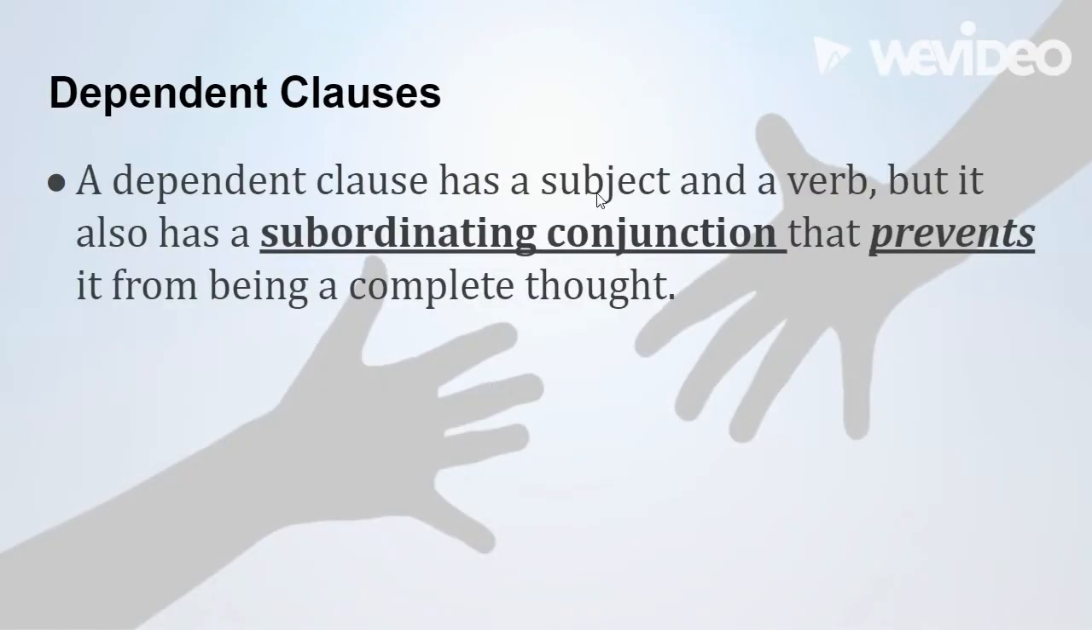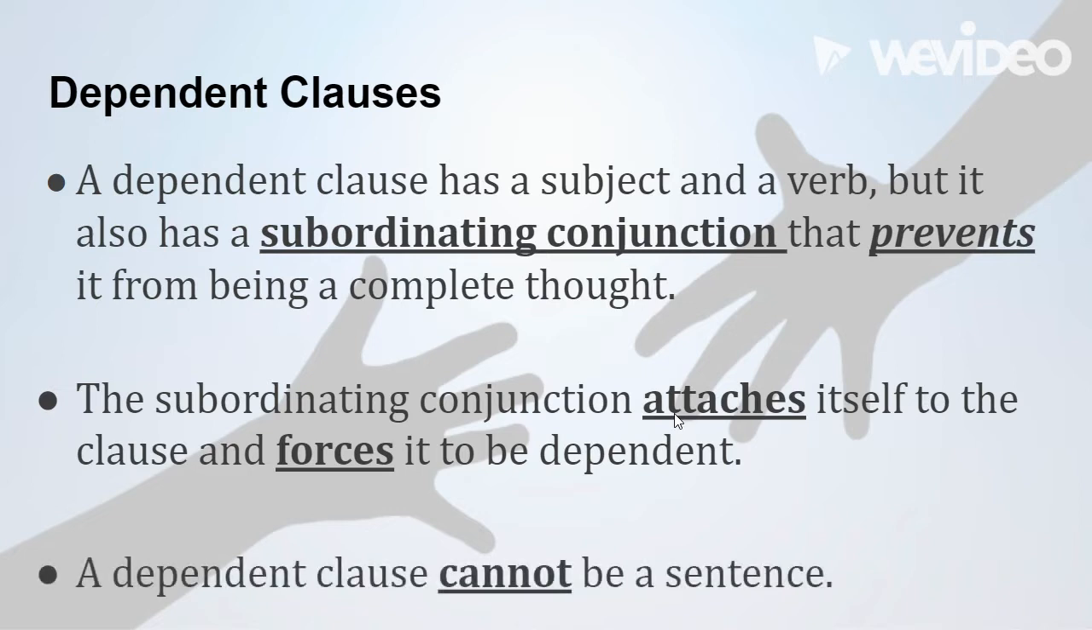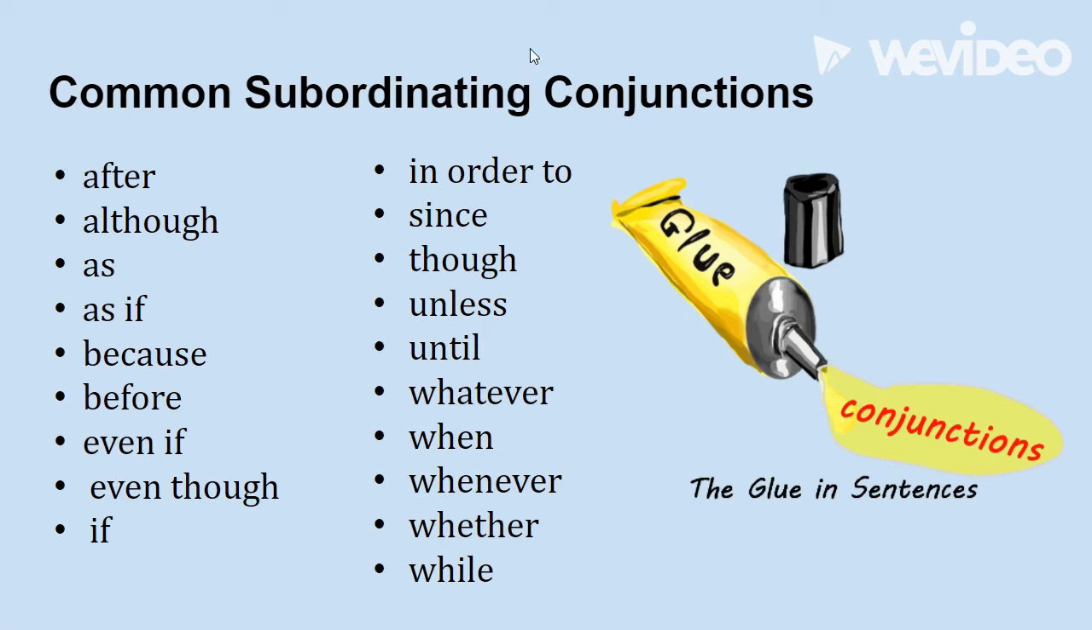A dependent clause has a subject and a verb, so that part is the same. But it also has a subordinating conjunction that prevents it from being a complete thought. The subordinating conjunction is going to attach itself to the clause and force it to be dependent. A dependent clause cannot be a sentence. It depends upon an independent clause. So I told you that subordinating conjunctions attach themselves to clauses. These subordinating conjunctions are some of the most common ones out there. Words like after, before, when. These are some of the words that are going to attach themselves to clauses.